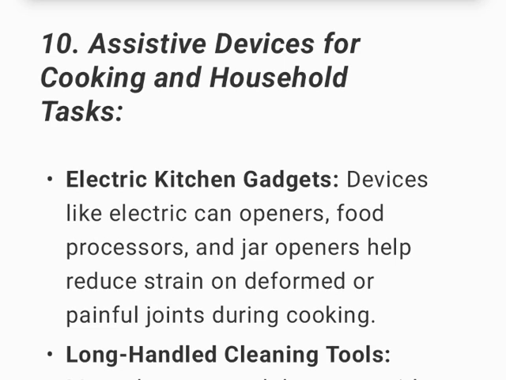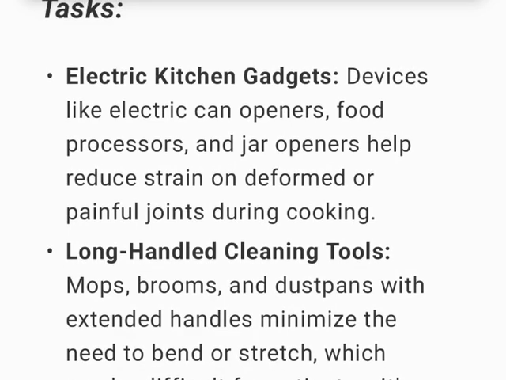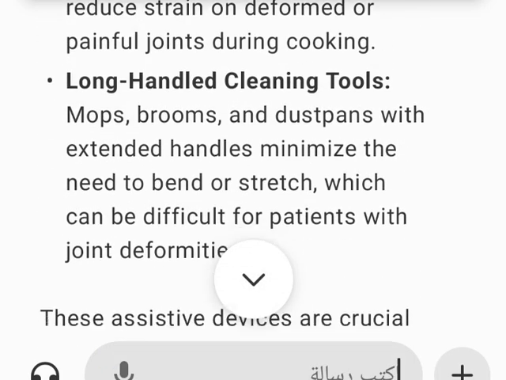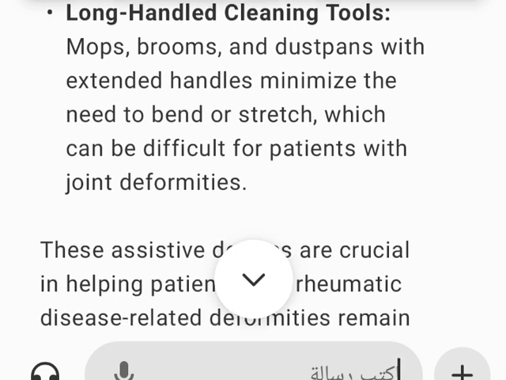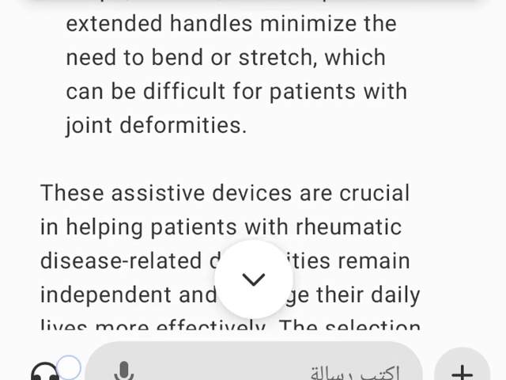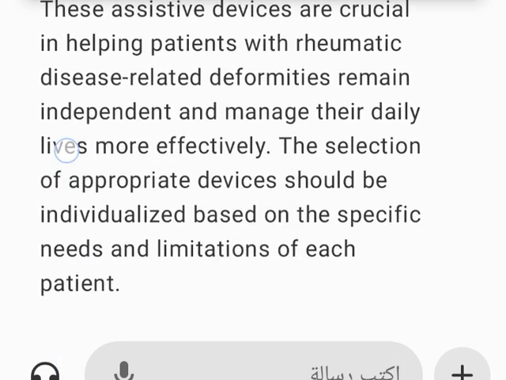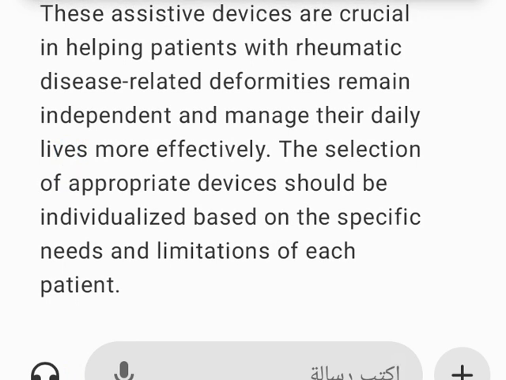10. Assistive devices for cooking and household tasks. Electric kitchen gadgets. Devices like electric can openers, food processors, and jar openers help reduce strain on deformed or painful joints during cooking. Long-handled cleaning tools. Mops, brooms, and dustpans with extended handles minimize the need to bend or stretch, which can be difficult for patients with joint deformities.